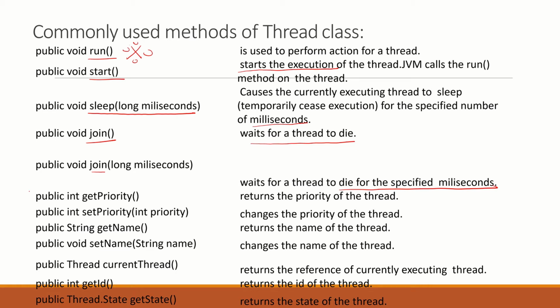Get priority and set priority. Every thread, like your process, can be assigned a priority. So to get the priority of the thread, we use the get priority method. Similarly, we can set the priority of a particular thread by using set priority. And every thread can be assigned a name. So you can get the name of the thread by using get name, and set name can be used to set the name of the thread.